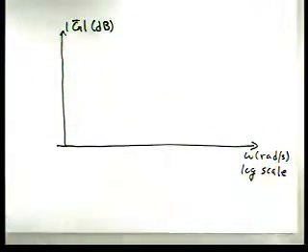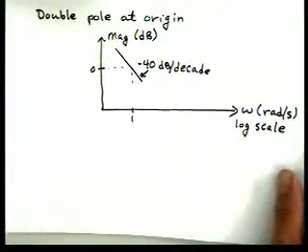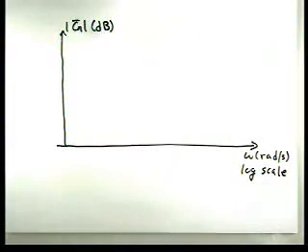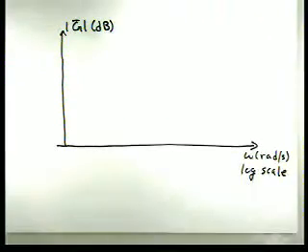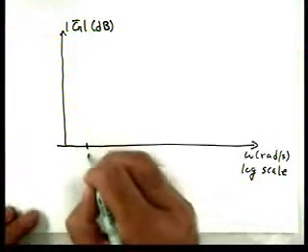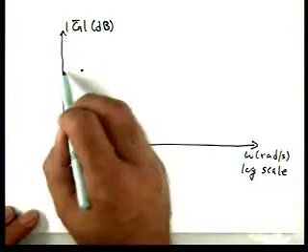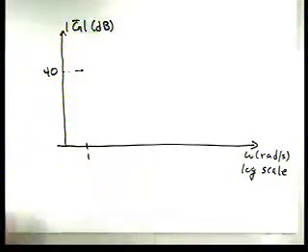Now let's sketch the characteristic for the composite function. Okay, so if we look at this, notice that at omega equal 1, this thing has a gain of 0. The constant at omega equal 1 has a gain of 40. Okay. So at omega equal 1, we have a value of 40. Now our function is falling off at 40 dB per decade.